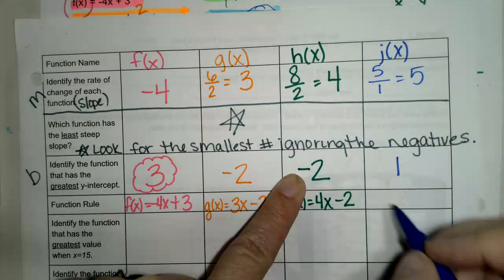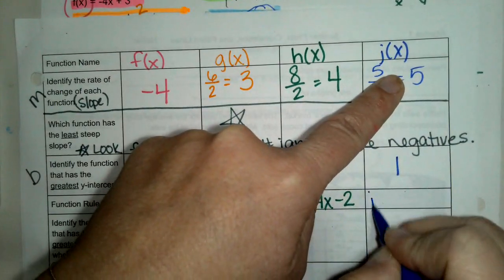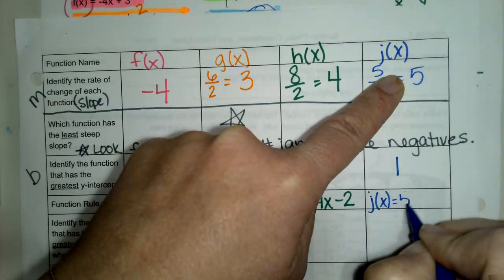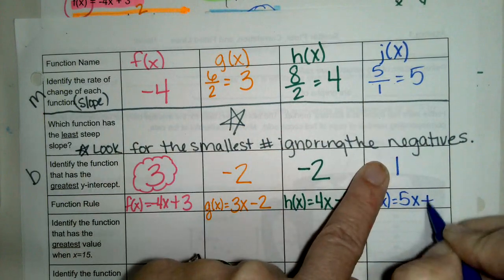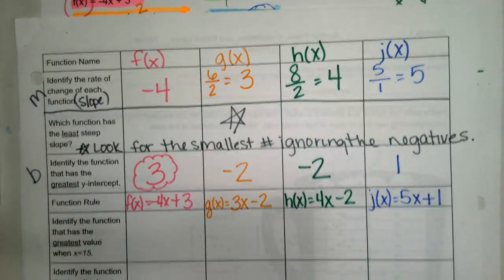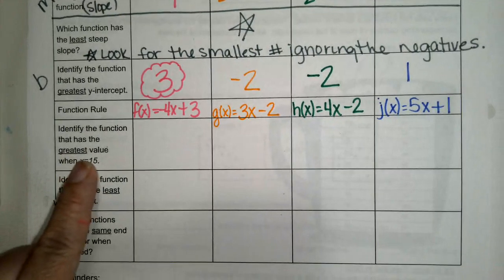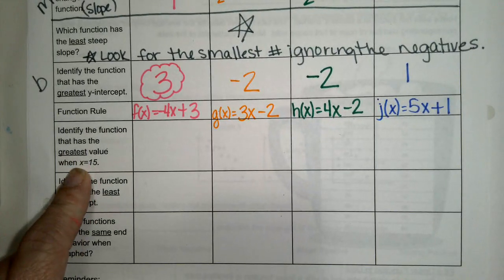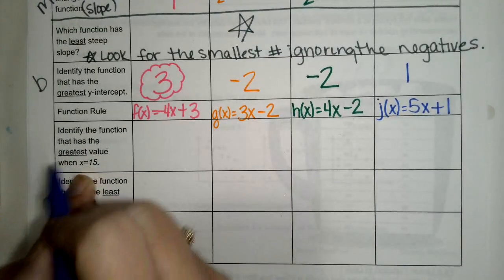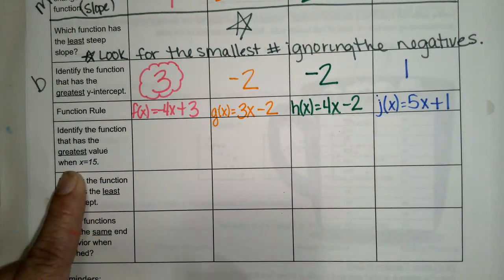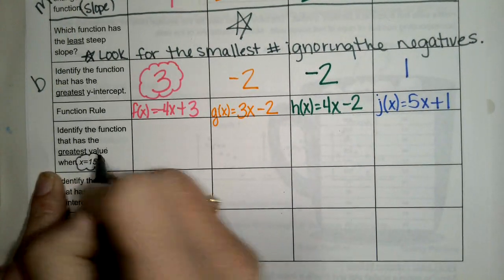Lastly is our j of x. Our slope was 5. And then our y-intercept was a +1. So now we're going to identify the function that has the greatest value when x is 15. So all you're doing is plugging in 15 everywhere you see the x.